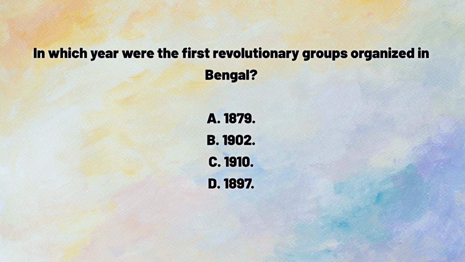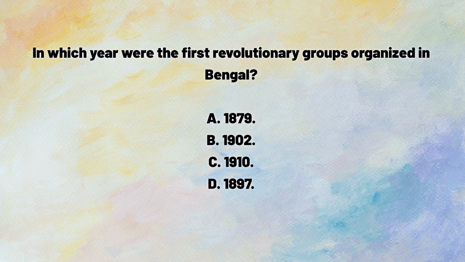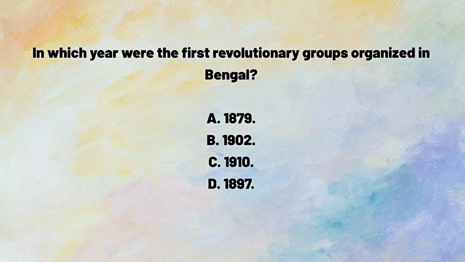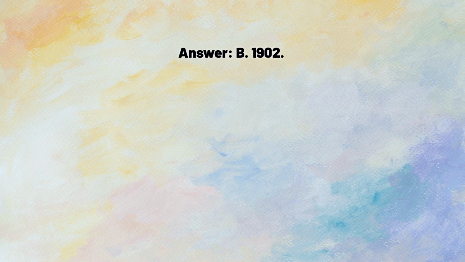In which year were the first revolutionary groups organized in Bengal? A. 1879, B. 1902, C. 1910, D. 1897. Answer: B.